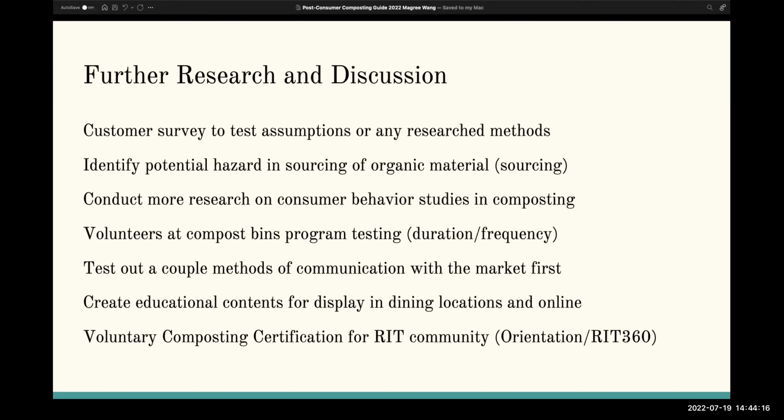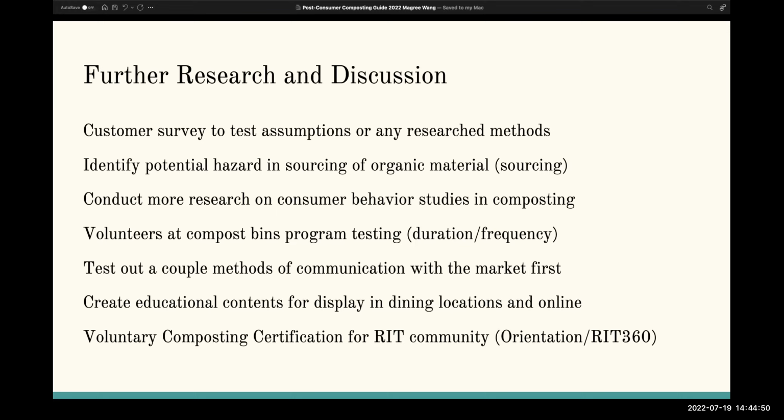I think creating a video or even a course on composting specifically for the RIT community would be helpful. That can be put into the new student orientation or the first year RIT 360, or also collaborate with other sustainability related clubs on campus. However, Ina did mention that it's not enough to rely on the sustainable clubs to help promote these things.